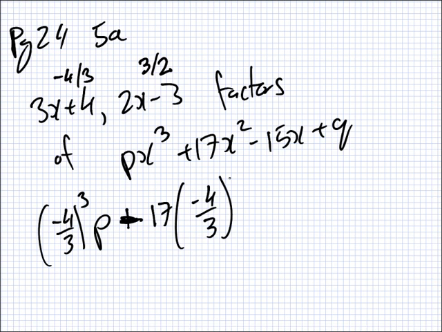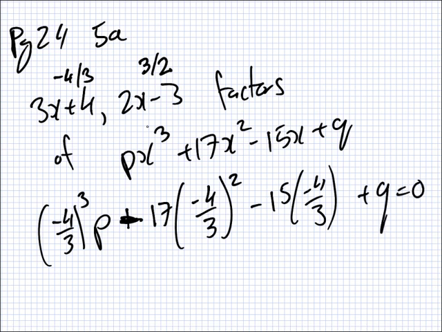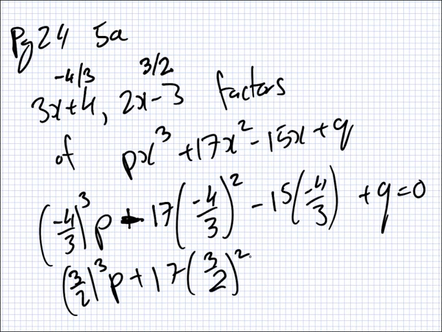Minus 15 times minus 4 over 3 plus q equals 0. And then you do the same thing for the 3 over 2. So you get 3 over 2 cubed p plus 3 over 2 squared minus 15 times 3 over 2 plus q. And then you solve them together.